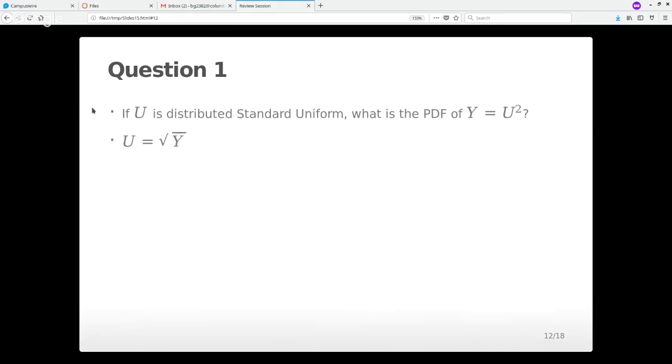But we want to know the distribution of Y, not the distribution of the square root of Y. So what's the next step of the procedure that we need to do in order to figure out the PDF of Y? We need to take the derivative of this transformation into U. Okay, what's the derivative of U with respect to Y?